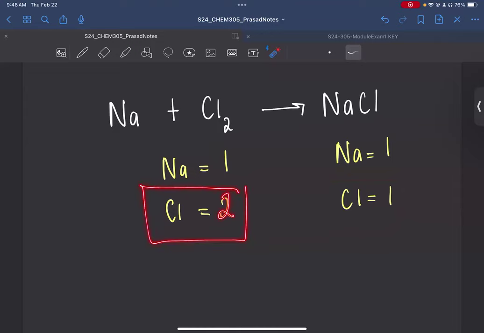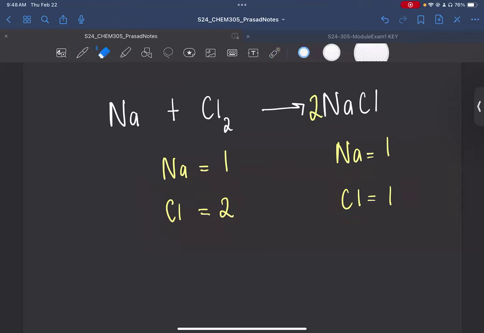If there's two chlorines on the left, we need to do something to the product side to balance it. What do we do? Well, we just put a 2 in front of it. That fixes our problem. Now we have two chlorines. But it introduces a new problem. Now we have two sodiums. But we can balance that by just putting a 2 on the reactant side. Now, all of a sudden, you have two sodiums on both sides.